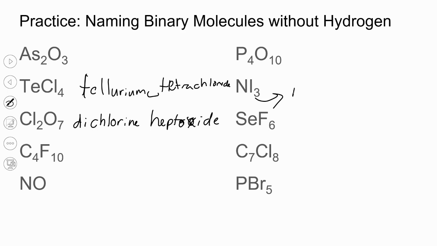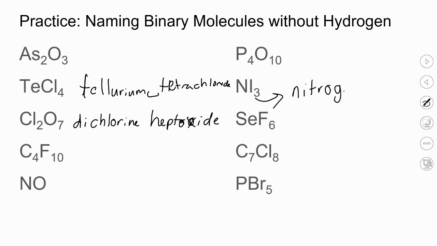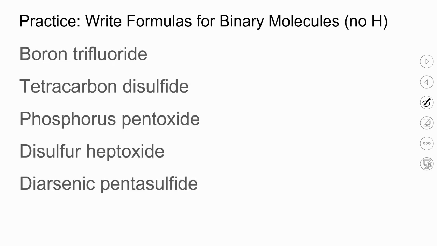Nitrogen triiodide. Space. Triiodide. Okay, good. We're going to keep both of those I's. Good. Okay. All right. You can practice more. And go ahead and do it backwards. So if we have the name, what is the formula?